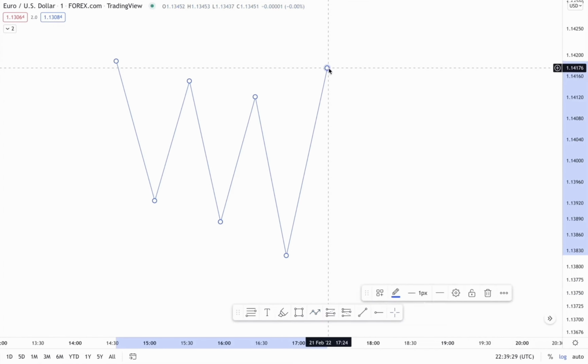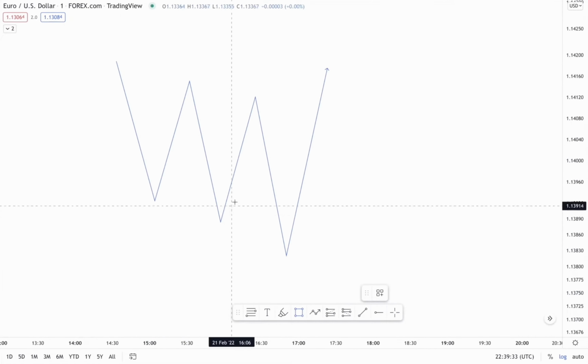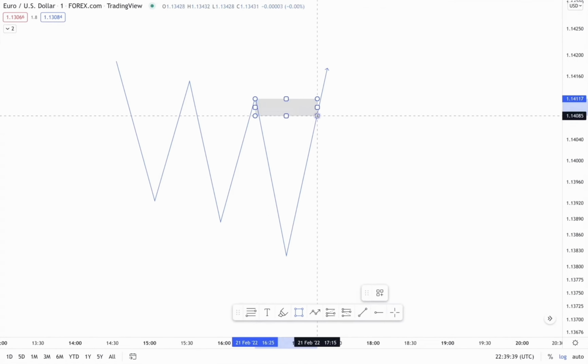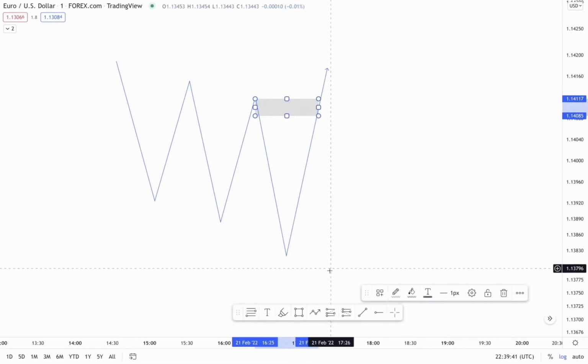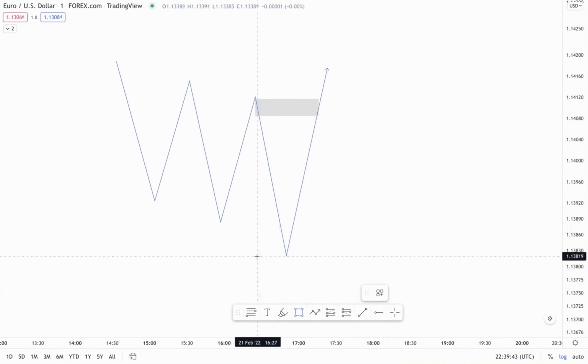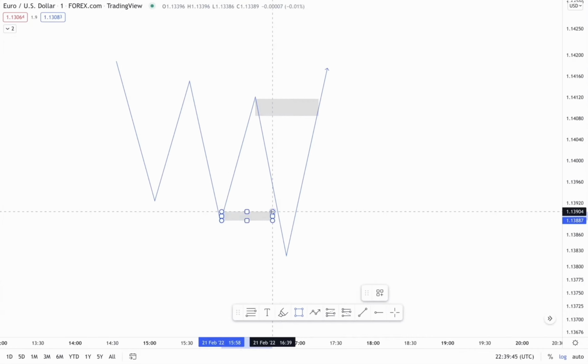Now if you can spot the change of character, that's very good, but we'll mark it out just so it's visible. Now this is the supply that causes this breaker structure to the downside, taking out the demand in this level.